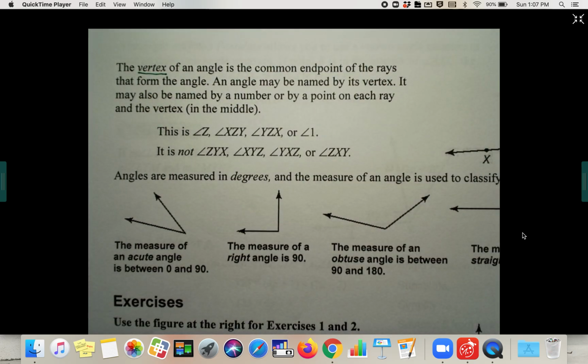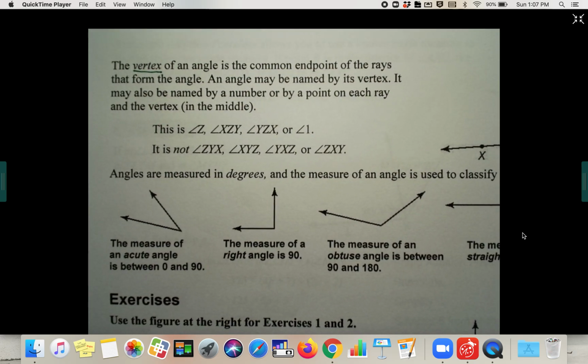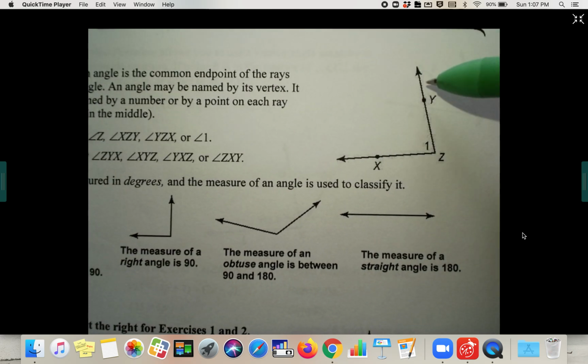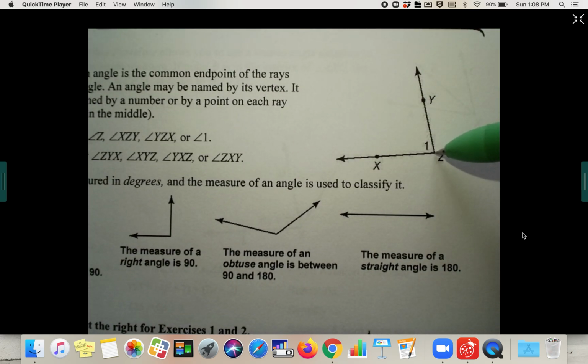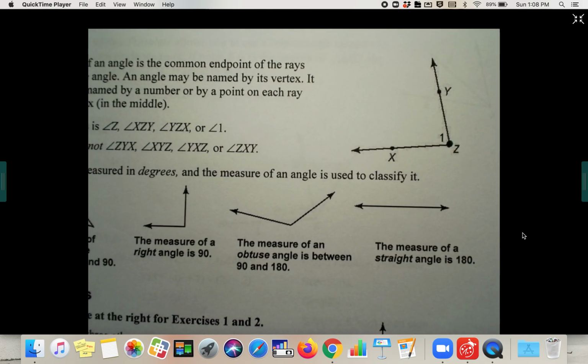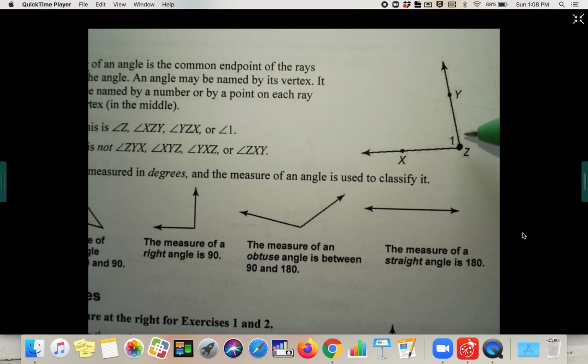So vertex. The vertex of an angle is the common endpoint of the rays. If you look at this picture off to the side, here's a ray going up this way and here's a ray going off that way. The common endpoint, which is where the two rays meet, is the vertex. So the vertex is just a point where two rays' endpoints meet. Usually the corner of your angle is an easy way to remember it too. But the technical definition is the endpoint of two rays where they meet.